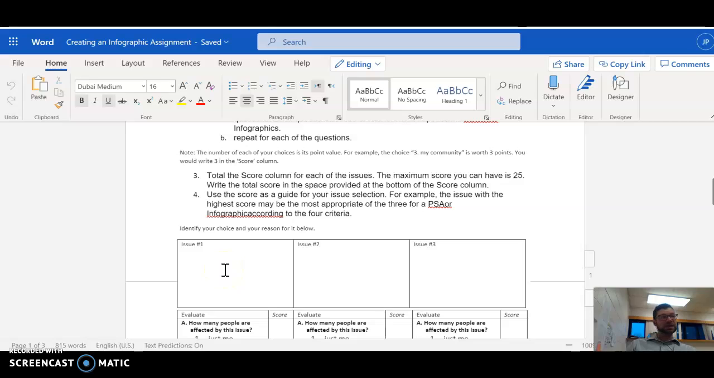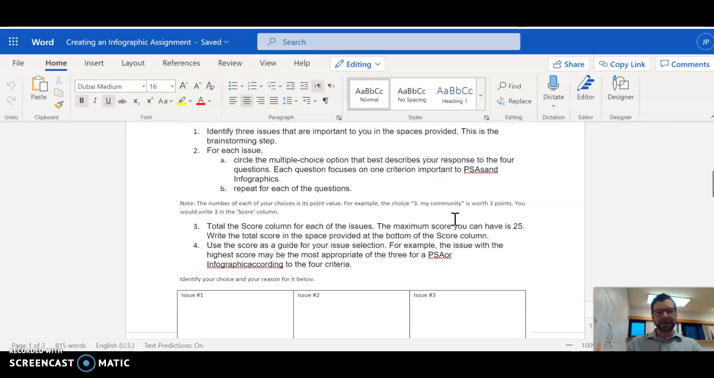Maybe your issue is like secondhand smoke, and your second issue is the ratio of peanut butter to jelly to bread. And maybe it is something to do with Canada's food guide, about getting all the proper nutrients from the food groups that you need to have a balanced diet. For each issue, circle the multiple choice option that best describes your response to the 4 questions. Each question focuses on one criterion important to PSAs and infographics. Repeat for each of the questions.